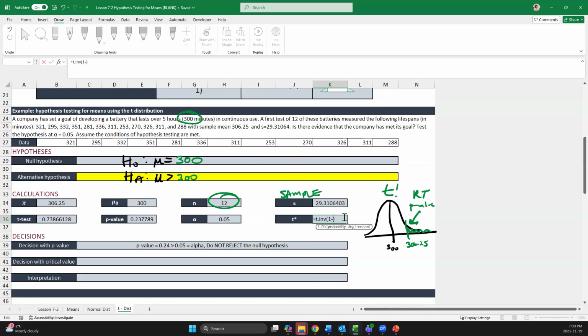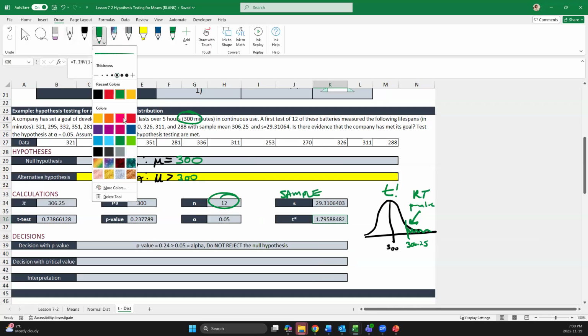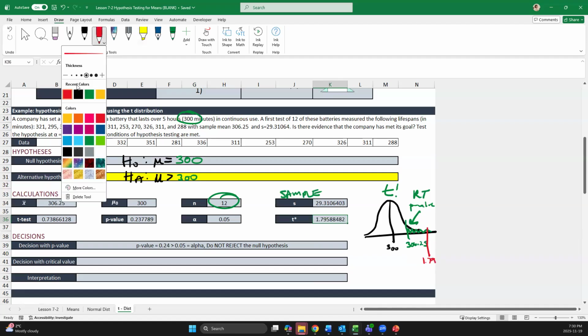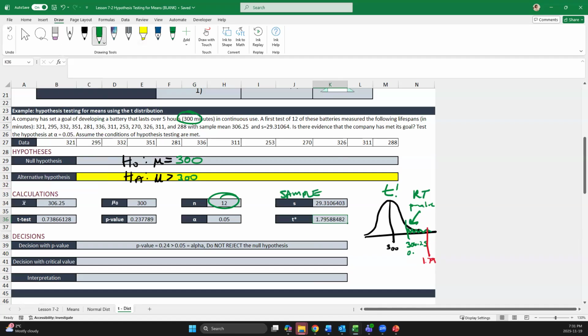I still have to put in my n minus 1, which is in H34, to get the degrees of freedom for the distribution. And that gives me about 1.796. So the cutoff value for where we would reject the null hypothesis, or what we call the rejection region, is at about 1.79 when our t-test value for the 306 is only 0.74. So because 1.79 is so much bigger than 0.74, the 0.74 is not within the rejection region.